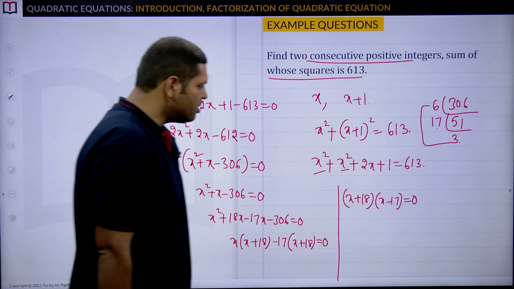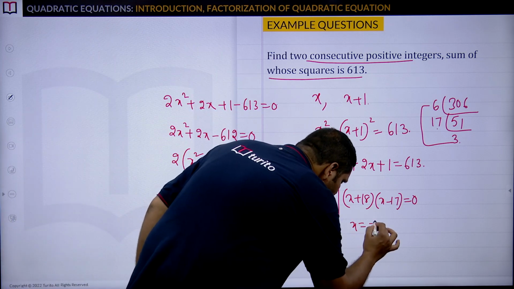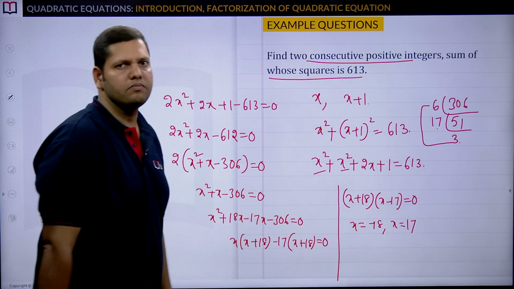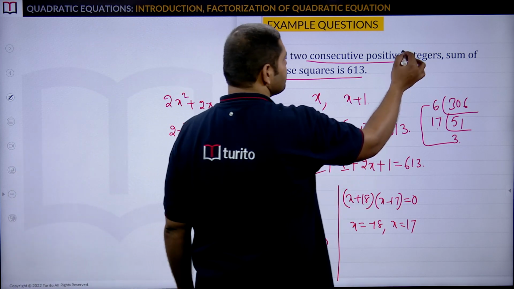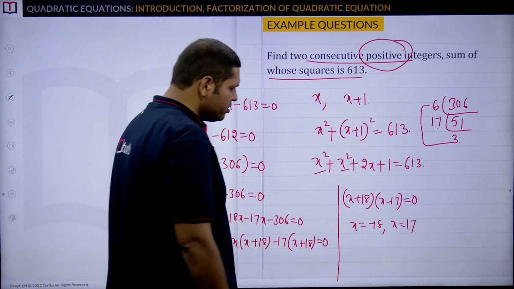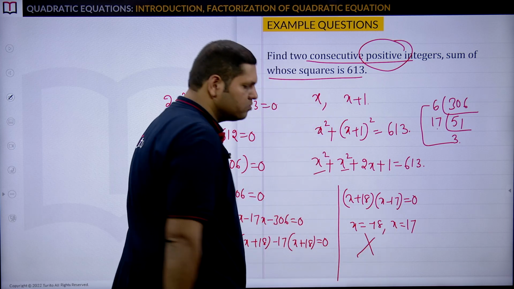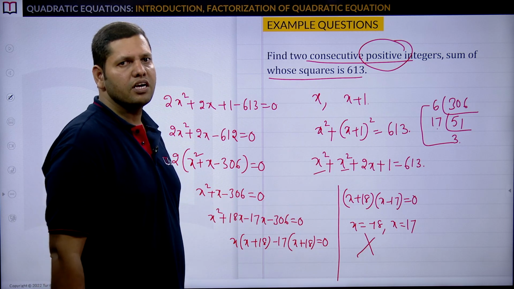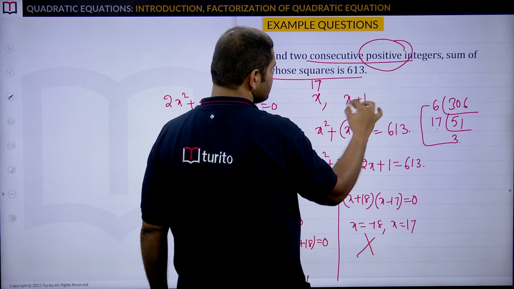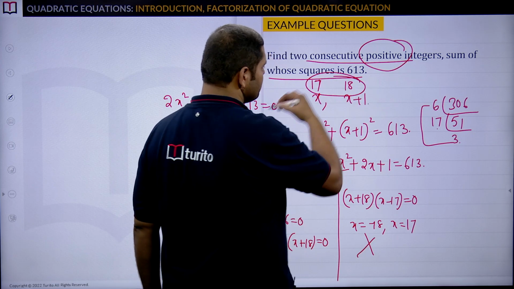Then what is the x value, children? We can take x is equal to minus 18, or we can take x is equal to plus 17. But children, they already mentioned x is a positive integer, so negative number we cannot take. So minus 18 is not allowed. So we can say x is plus 17. One number is 17 means another number is 17 plus 1, that is 18.